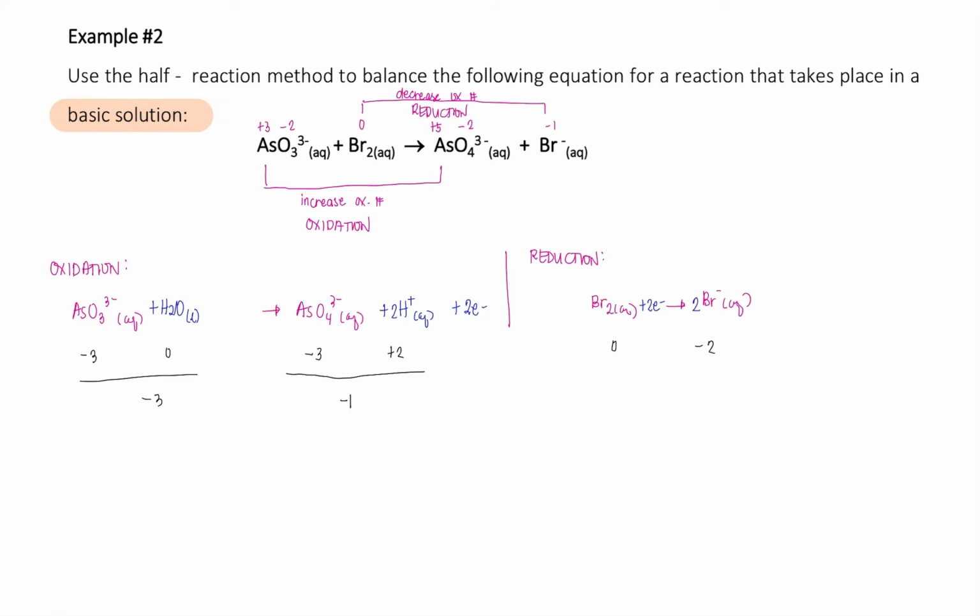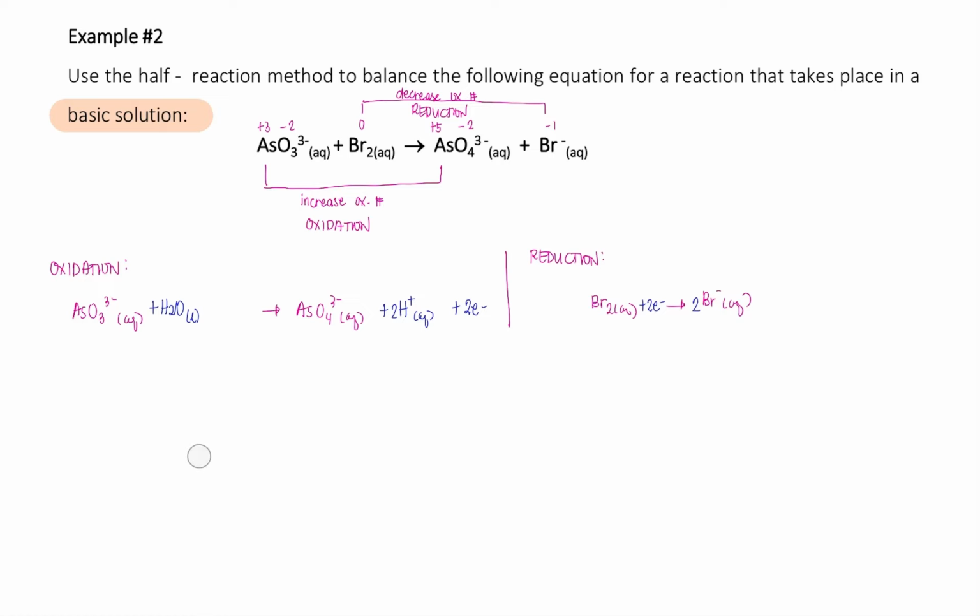Next step is to make the number of electrons in both half equations equal. But as you can see in this example, there are already 2 electrons on the left on the oxidation half reaction and 2 also on the reduction half reaction. So, we're done, the number of electrons is equal. So, the next step would be for us to add the two half reactions.